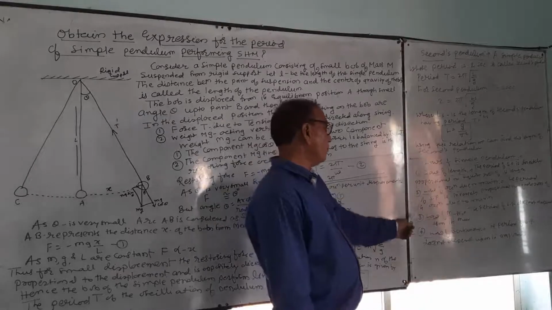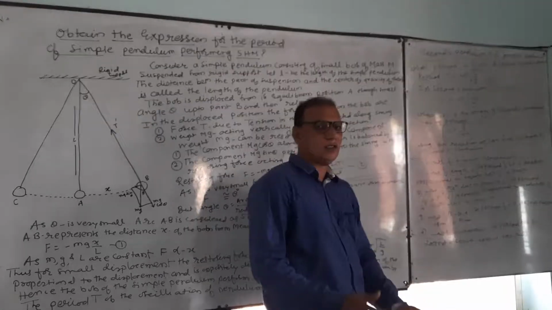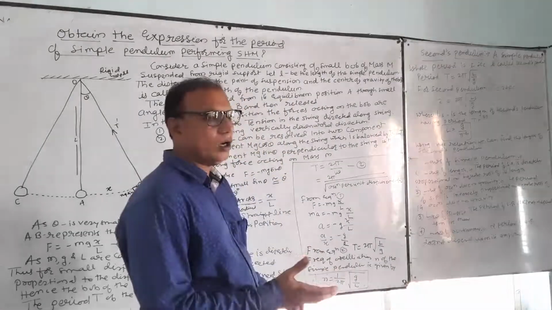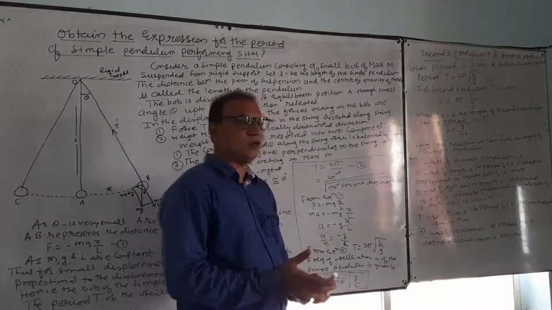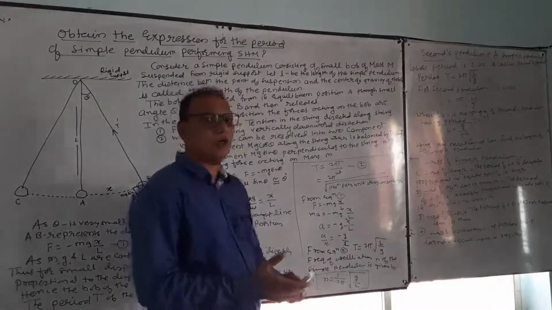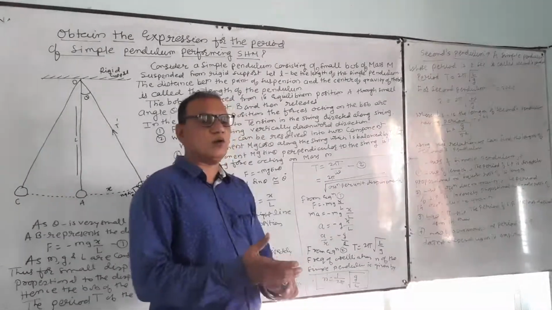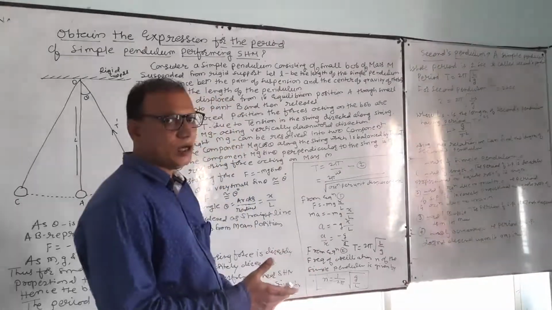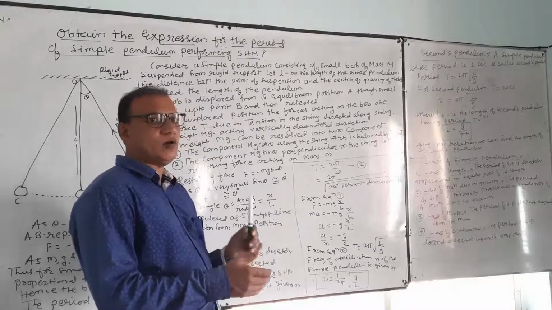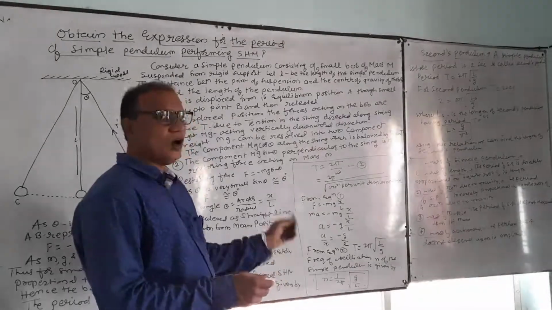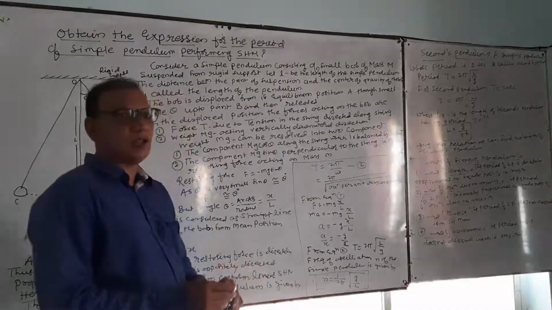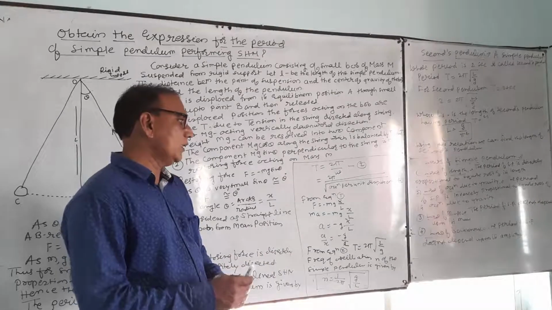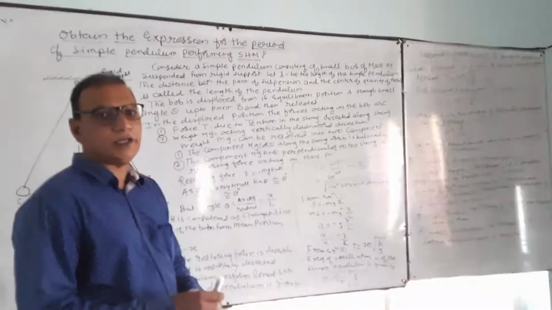After that, an important point is the four important laws of the simple pendulum. First is the law of length, second is the law of acceleration due to gravity, third is the law of mass, and fourth is the law of isochronism. Law of length means the period of a simple pendulum is directly proportional to the square root of its length. Second, the law of acceleration due to gravity: the period of a simple pendulum is inversely proportional to the square root of the acceleration due to gravity. And the law of mass: the period of a simple pendulum does not depend upon its mass. And the law of isochronism: the period of a simple pendulum does not depend upon its amplitude.